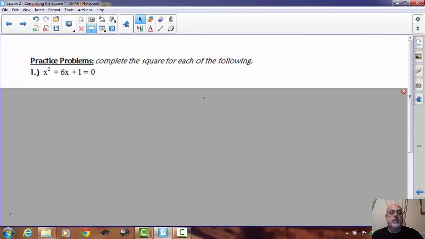So, pause the screencast. There are two practice problems here. Write the first one down. x squared plus 6x plus 1. Remember the steps. It's the 1 that's stopping us from being able to factor this. So you subtract 1 from both sides.